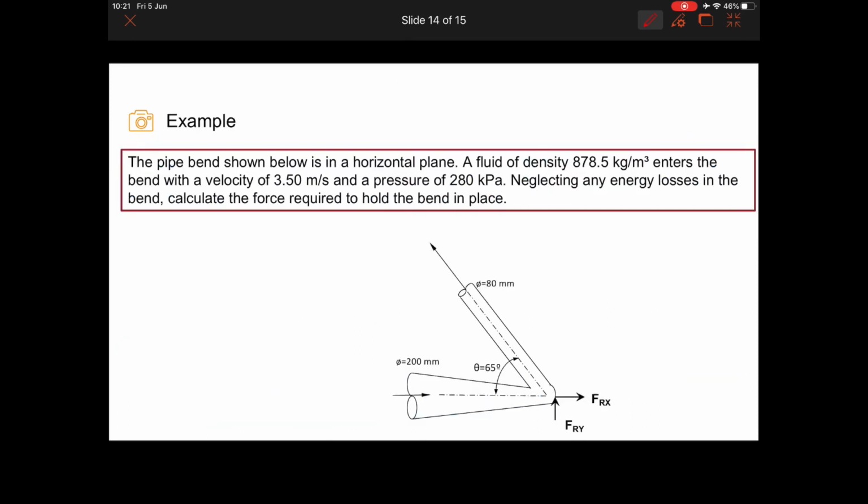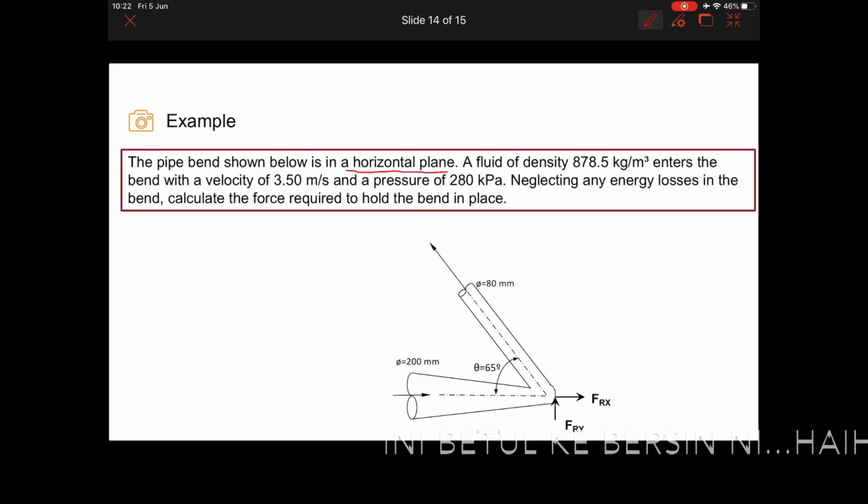Look at this elbow. This elbow, we read the question properly. The pipe bend, this is a pipe bend, shown below is in a horizontal plane. Meaning what? Horizontal plane meaning it's only laid down, let's say, on the ground. It doesn't go up vertically into the air. Okay, meaning there is no y direction or z direction, it's only the x direction, right?